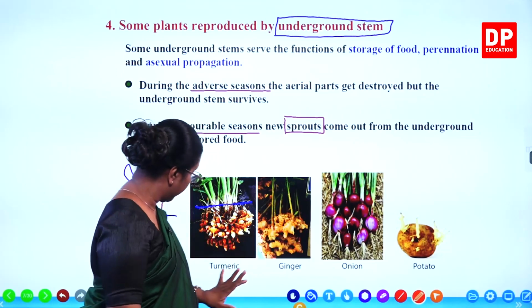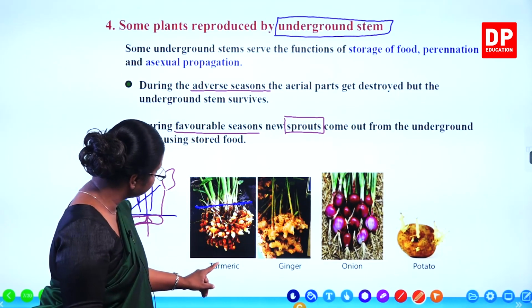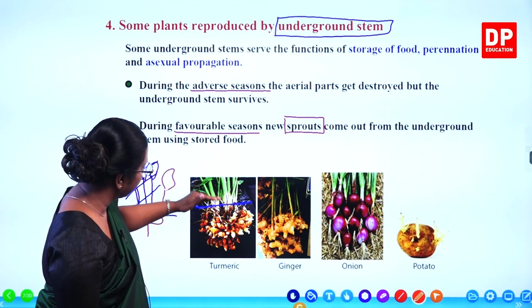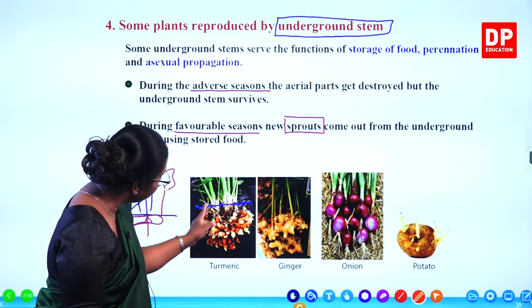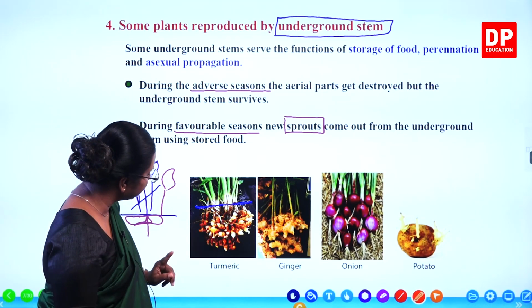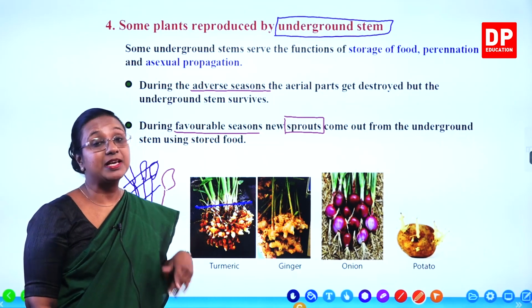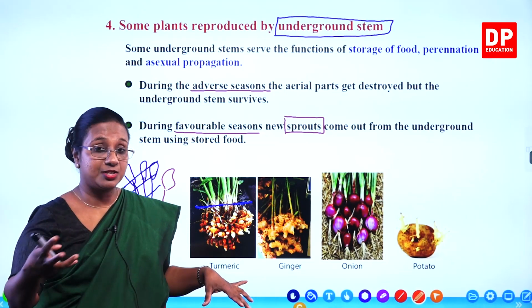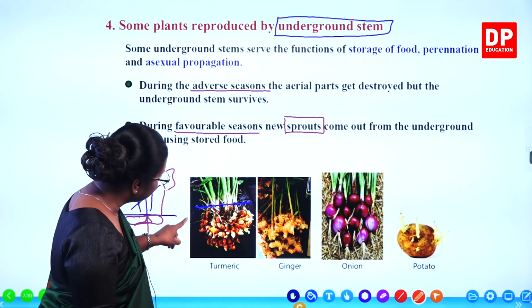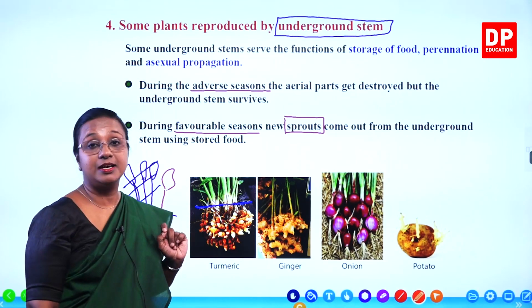Let's look at the examples. Already I explained this turmeric. So this is the aerial part, the leaves and all that is the aerial part. Here you can see the underground stem, and also you can see the roots as well. Because the plant has to root itself, it has to absorb water and minerals. So roots are there, then the underground stems are there, that is turmeric.